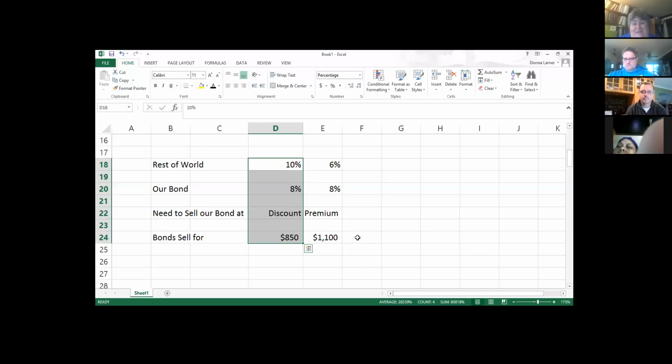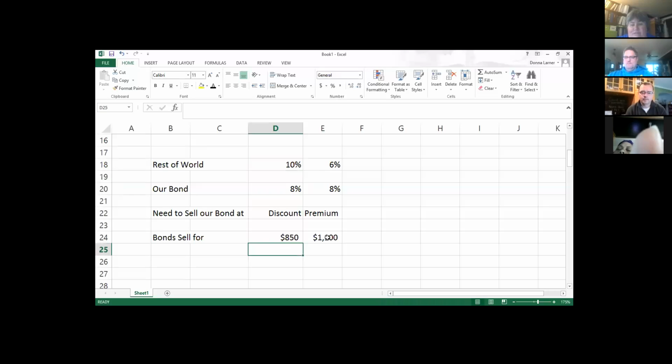for it. And the appeal to the bondholder and why they'd even want to consider it is that they're going to get $80 checks every 6 months, where if they bought anybody else's bond, they would only be getting $60 checks. So they might be willing to consider it.